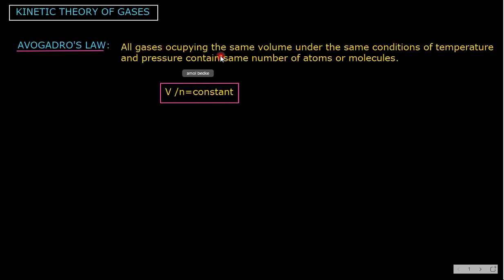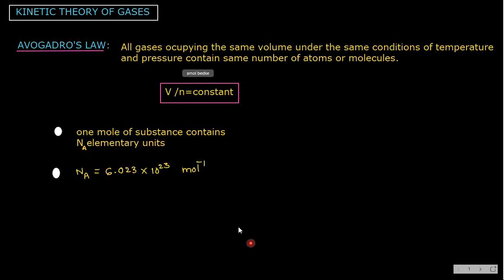All gases occupying the same volume under the same conditions of temperature and pressure contain the same number of atoms or molecules. This you have already learned in chemistry, the same law, that is V by N is always equal to constant. Next, 1 mole of substance contains Na elementary units, where Na is Avogadro's number. If 1 mole of substance is there, how many elementary units does it consist of? 6.023 into 10 to the power 23.